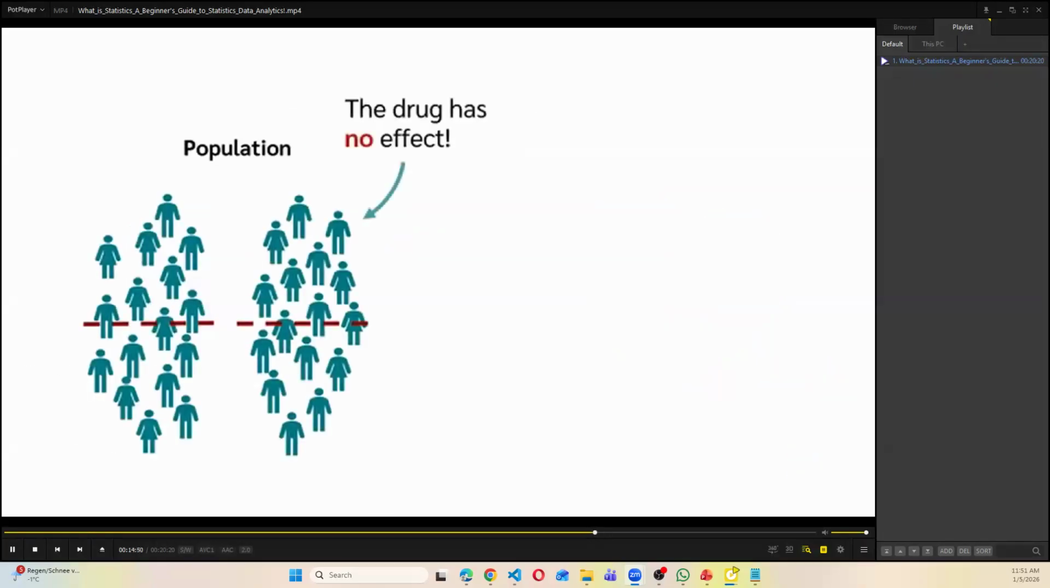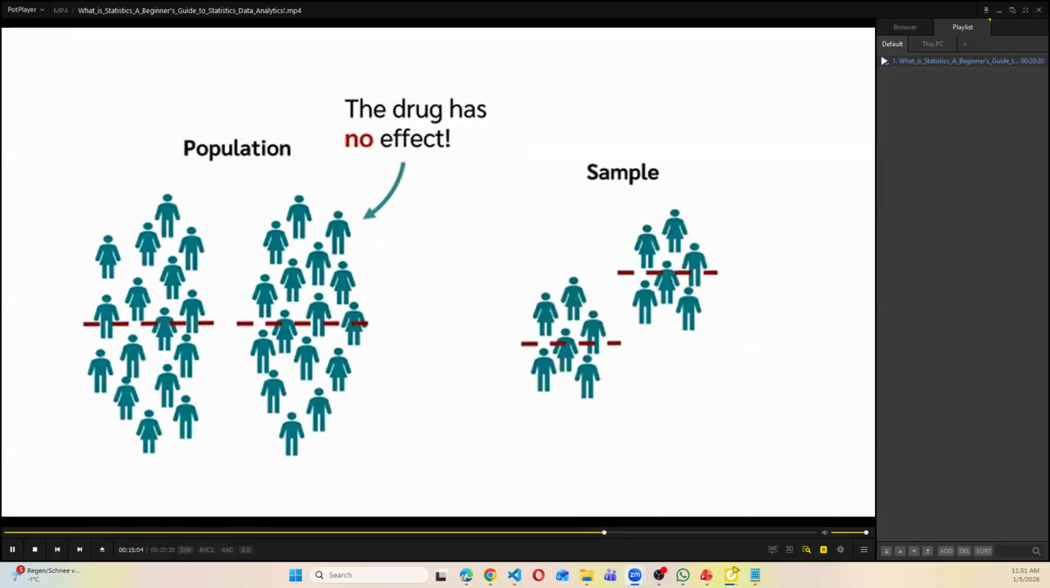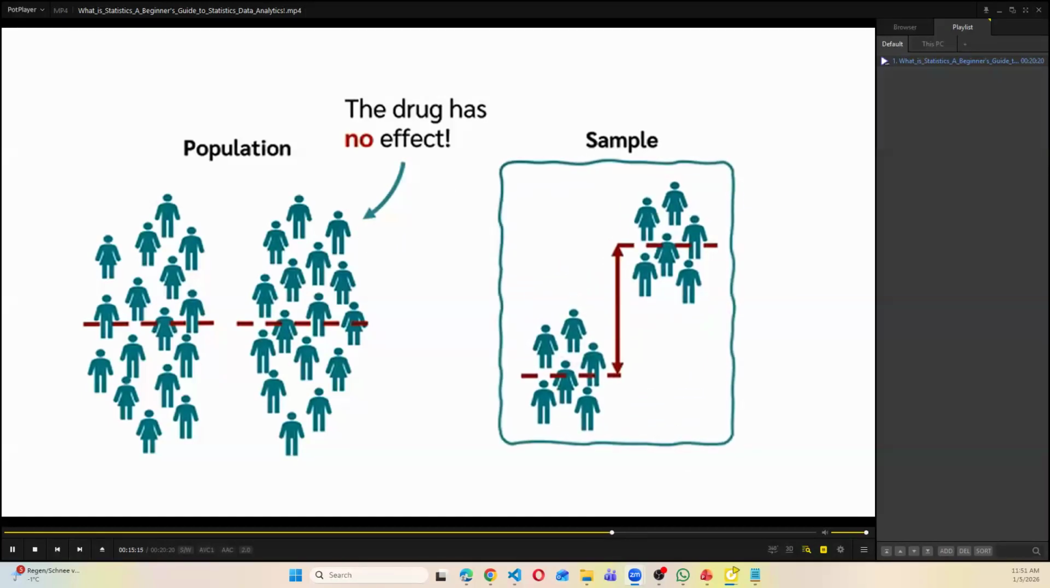First, we assume that the drug has no effect in the population. We therefore assume that in general, people who take the drug and people who don't take the drug have the same blood pressure on average. If we now take a random sample and it turns out that the drug has a large effect in the sample, then we can ask how likely it is to draw such a sample or one that deviates even more if the drug actually has no effect. So in reality, on average, there is no difference in the population.